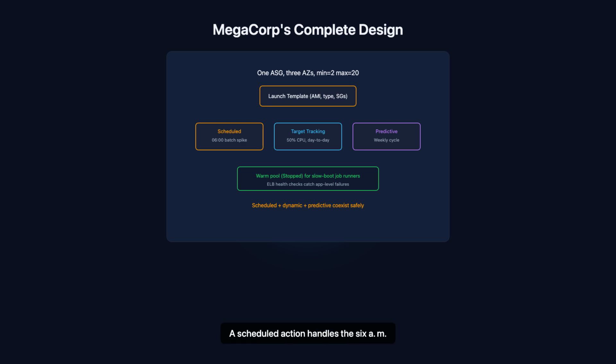Scheduled action handles the 6 a.m. batch spike, pre-positioning capacity on the clock. Target tracking at 50% CPU smooths out the ordinary day-to-day variation. And once there's enough history, predictive scaling anticipates the weekly cycle. Underneath, a stopped warm pool keeps slow boot job runners ready, and ELB health checks catch application-level failures the EC2 checks would miss. One design, and it solves both the idle cost problem and the spike problem at once.